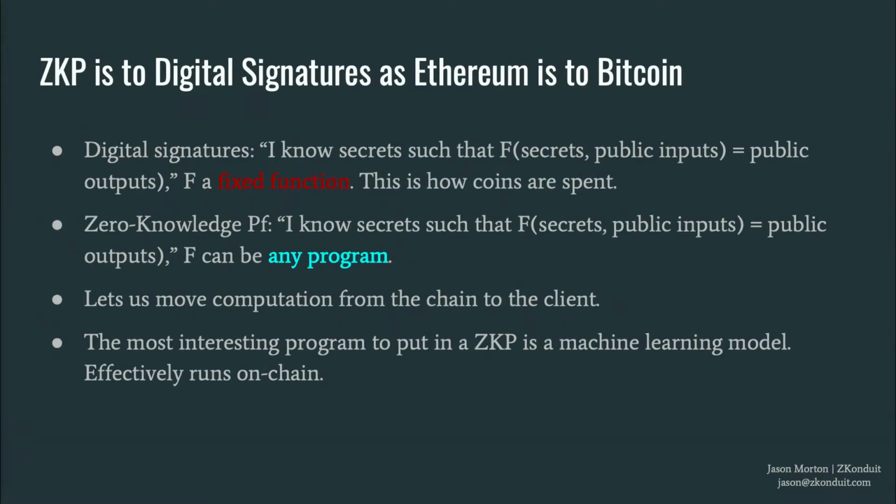If you've been asleep all day, zero-knowledge proofs are to digital signatures as Ethereum is to Bitcoin. They let you replace the fixed signature function with any program. That lets us move computation from the chain to the client in a trustless way, as you heard about. And the thesis of this talk is that the most interesting program that we can put in a ZKP is actually a machine learning model, because it feels like the model runs on chain. And this kind of makes the chain more autonomous and smart.